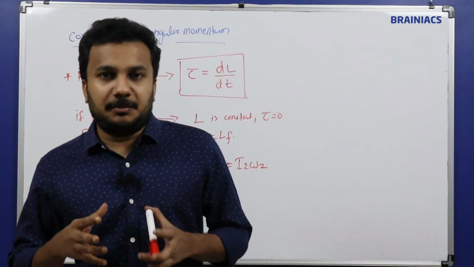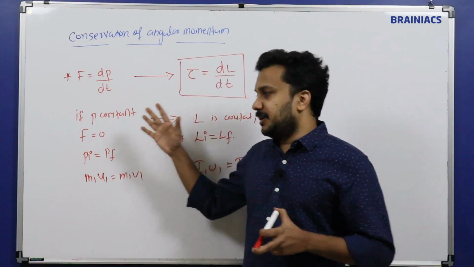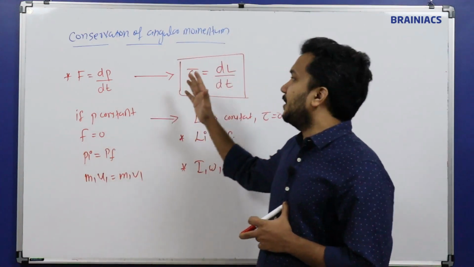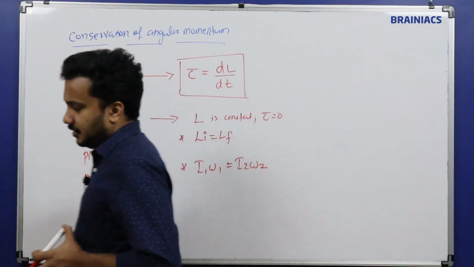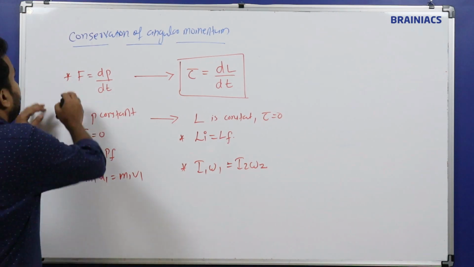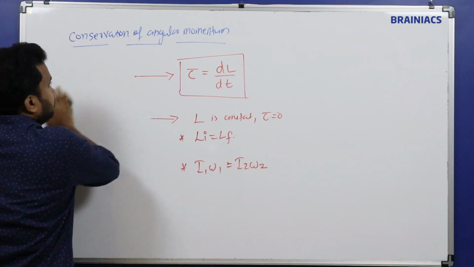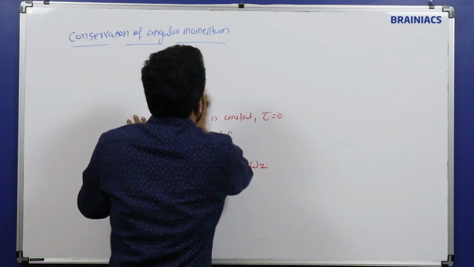This is analogous to this one, which means whenever there is no force acting on a body, the momentum is constant, which indicates force equal to 0. Momentum is conserved. The same case is applicable for torque also. When torque is equal to 0, angular momentum is constant. Okay, so let's have a problem. We'll do some numericals based on the concepts. Then we'll move to further topics.